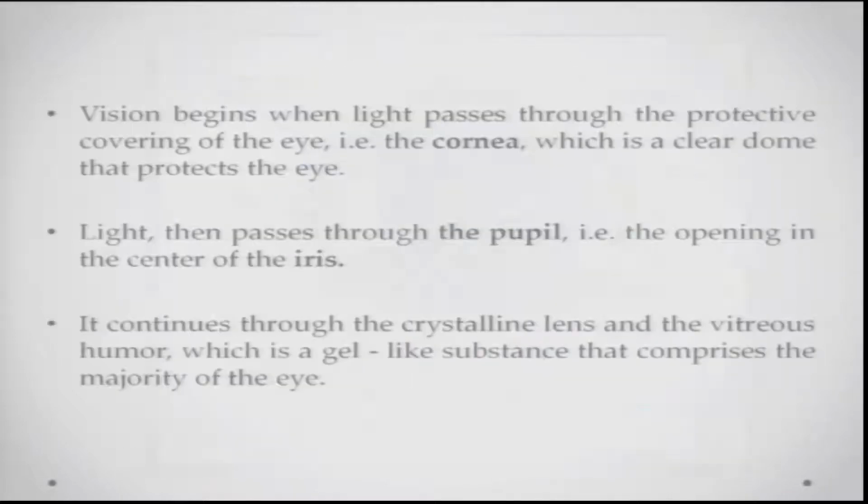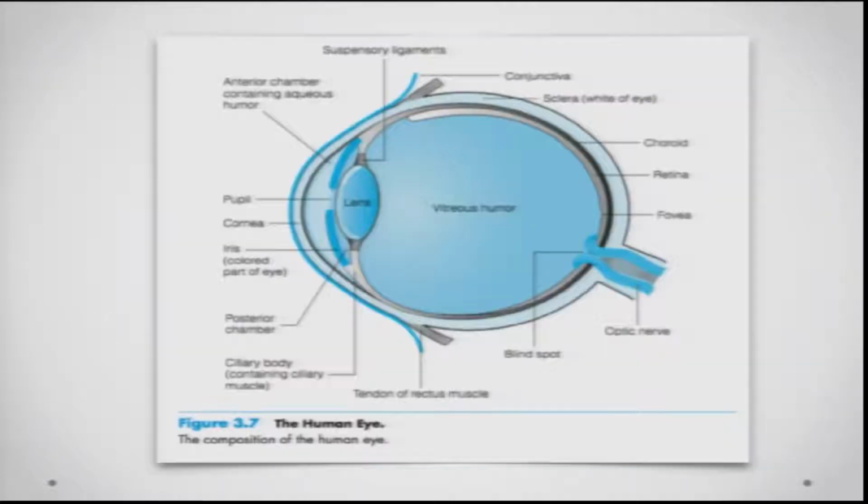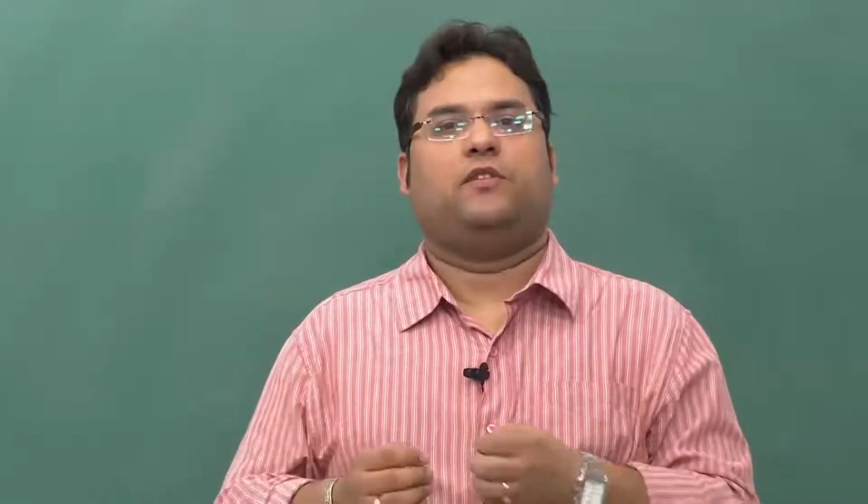So light starts through the cornea, passes through the pupil, which is the opening in the center of the iris, and then continues through the crystalline lens which you saw, and the vitreous humor, which is a gel-like substance filling the eye, and then it reaches the back. So the light starts at the cornea, goes through the pupil, passes through the lens, passes through the entire gel-like vitreous humor, and goes to the back. At the back is where the real processing of the light starts.